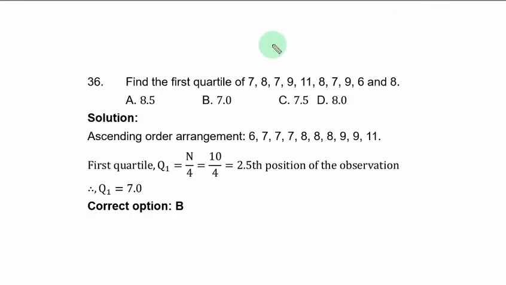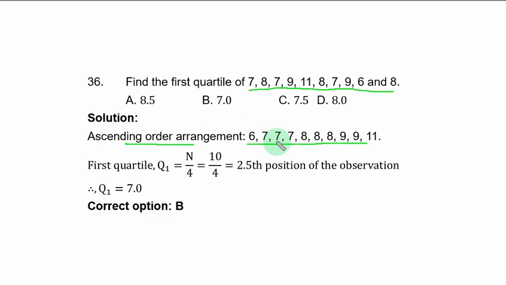Question 36. Find the first quartile of 7, 8, 7, 9, 11, 8, 7, 9, 6, and 8. First, the data you need to rearrange in ascending or descending order. So you have ascending order of arrangement, that is 6, 7, 7, 7, 8, 8, 8, 9, 9, 11.